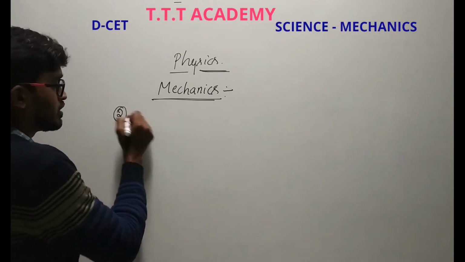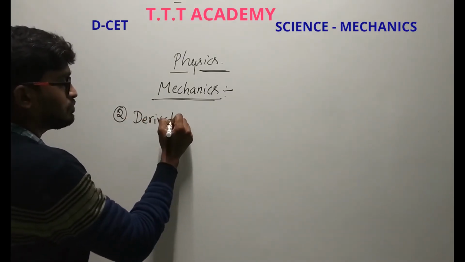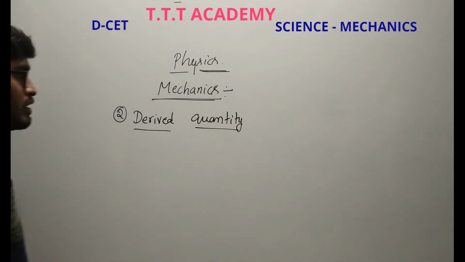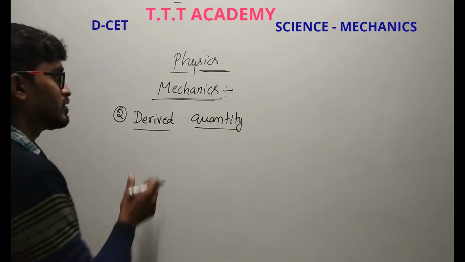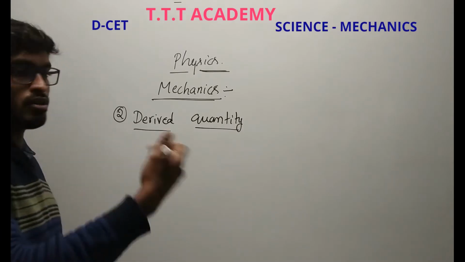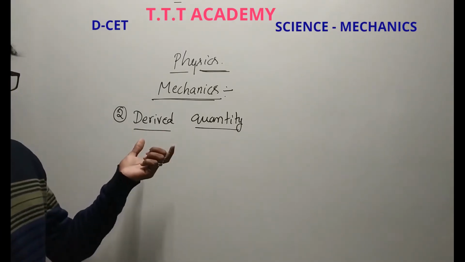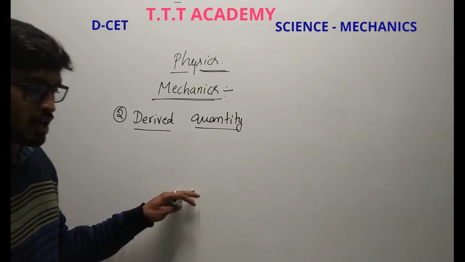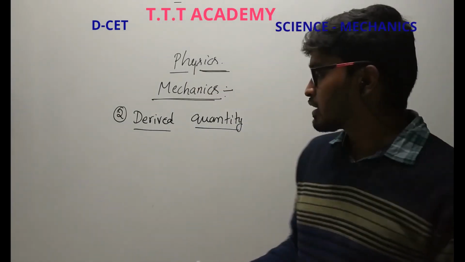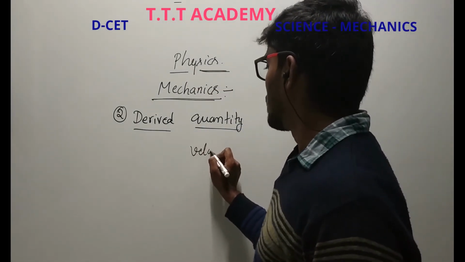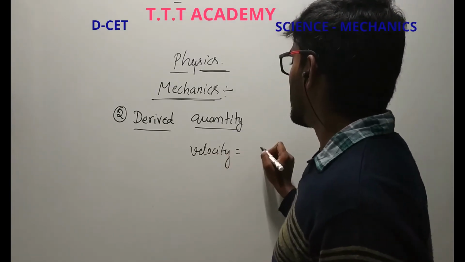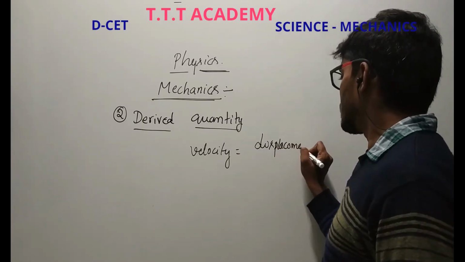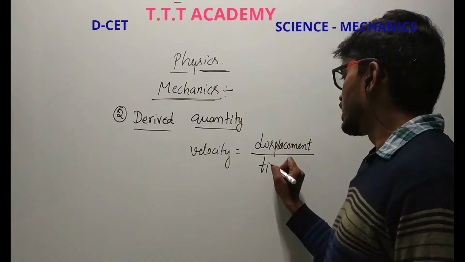And the second one is derived quantity. What is the meaning of derived quantity? The name itself indicates it: you derive the unit of some physical quantity by using the fundamental quantities. By using the basic quantities you derive. For example, velocity. Velocity is the rate of change of displacement, so displacement by time.